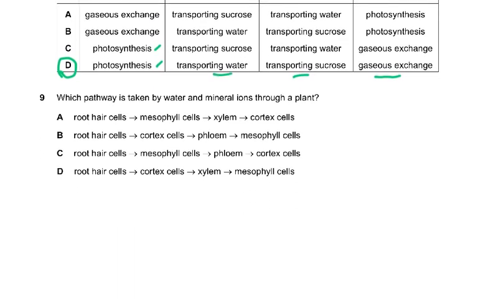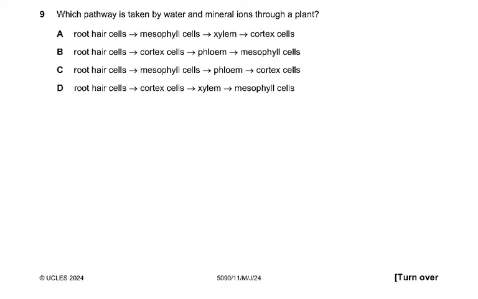Then question number 9, which pathway is taken by water and mineral ions through a plant? So it's root hair cell, cortex cell, xylem, and then into the mesophyll cells. You see root hair, then the cortex cells of the root, and then the xylem, and then it will go into the mesophyll cells.